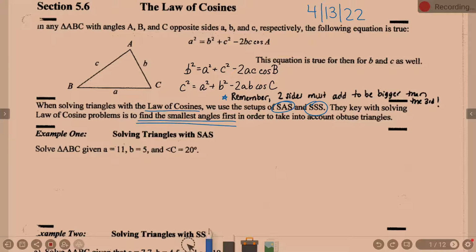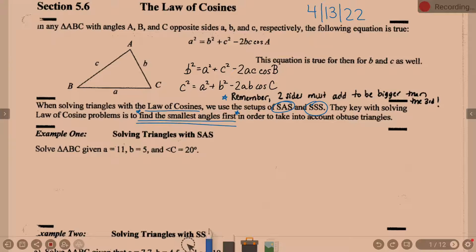Those are the 2 tricks of the trade today. The two smaller sides have to be bigger than the third, and we always find smallest angles first. Now, let's see what we can do with example 1. I didn't get through it all the way in the first hour. I'm not going to get through it all the way today, but we want to look at it.